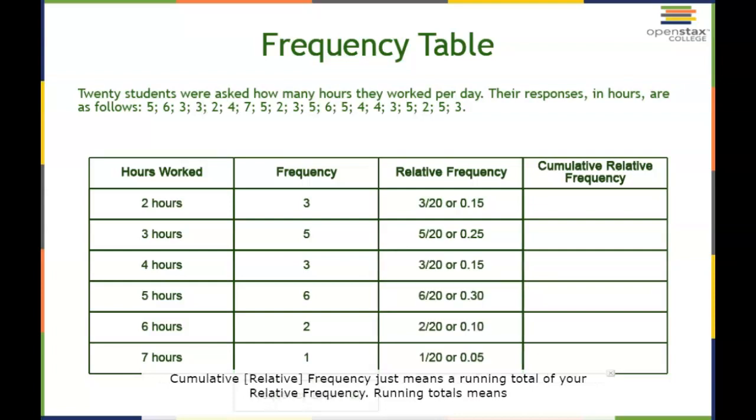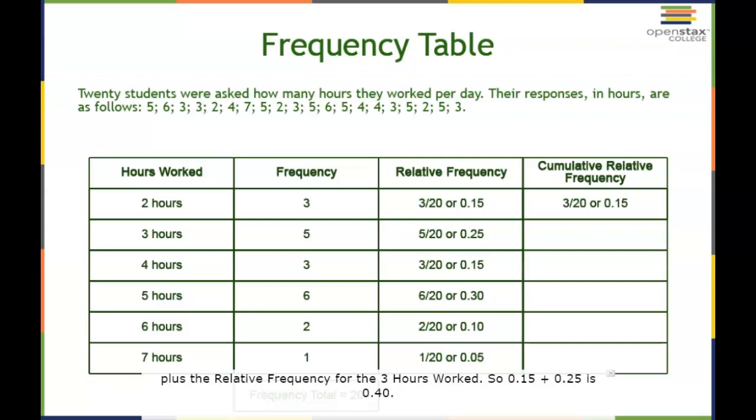Cumulative relative frequency just means a running total of your relative frequency. Running totals means, okay, you take the first value, which is 0.15. So for the 2-hour work, the cumulative relative frequency is 0.15. Now, to get the cumulative relative frequency for the 3 hours worked, you add the 2-hour work relative frequency plus the 3 hours worked relative frequency. 0.15 plus 0.25 is 0.40.